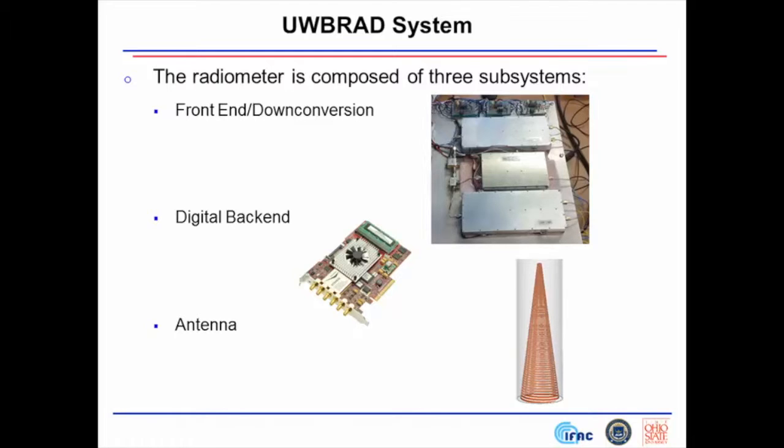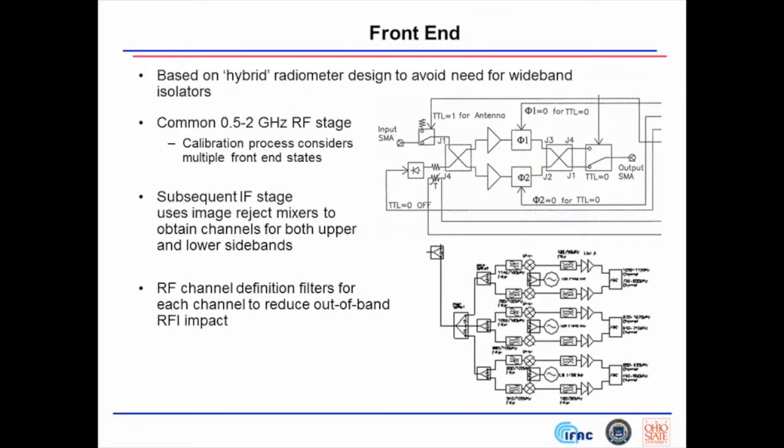On the other hand, we're also building the instrument in parallel with those studies, and it's a multi-frequency radiometer, so it has three main subsystems: a front end and down conversion section, a digital back end, and an antenna subsection. Walking through those, the front end has to operate between 500 megahertz and 2 gigahertz and perform radiometric observations. It's a little bit different radiometer design because, to avoid the need for wideband isolators up here, it's wideband, which is what's different from the traditional radiometer.